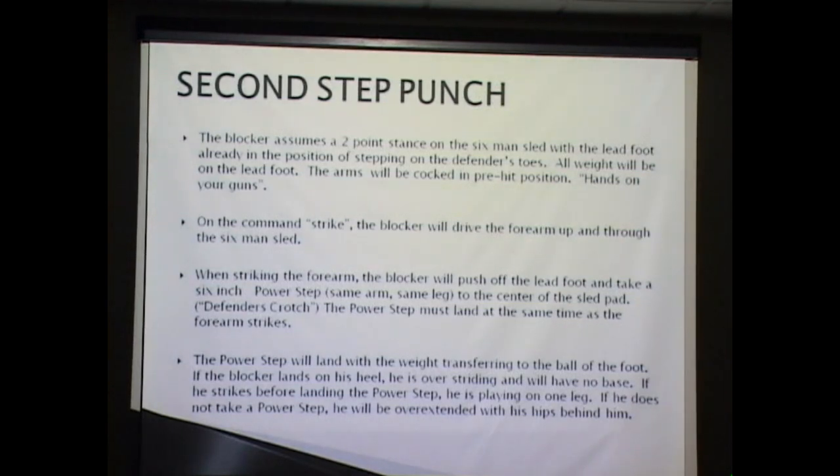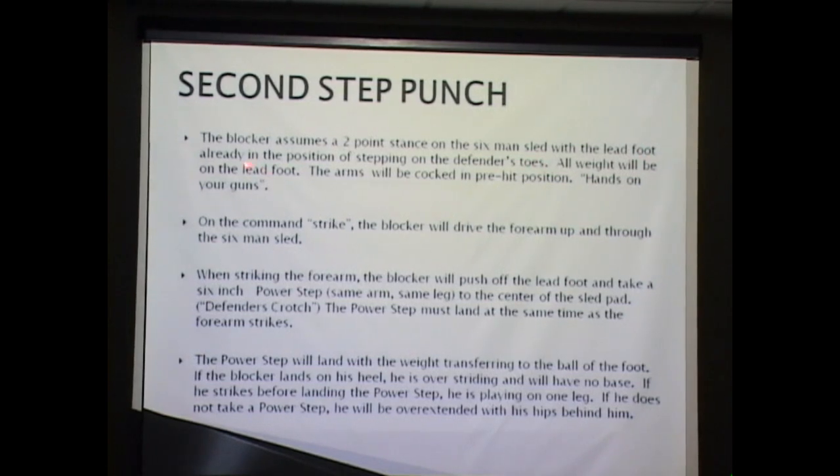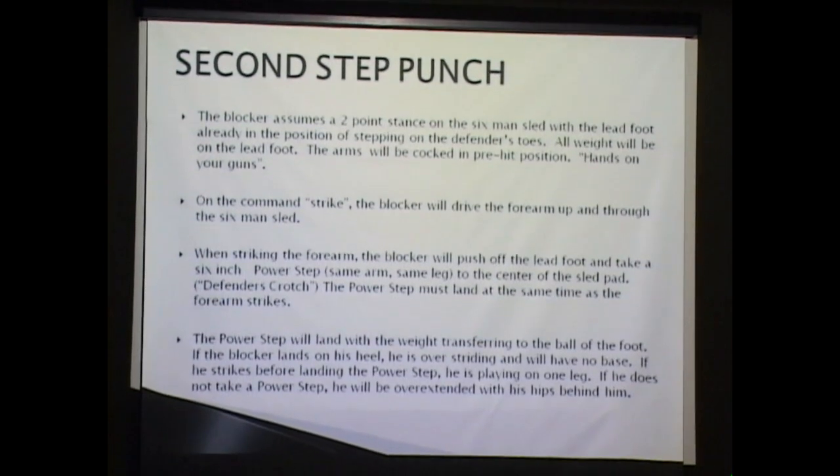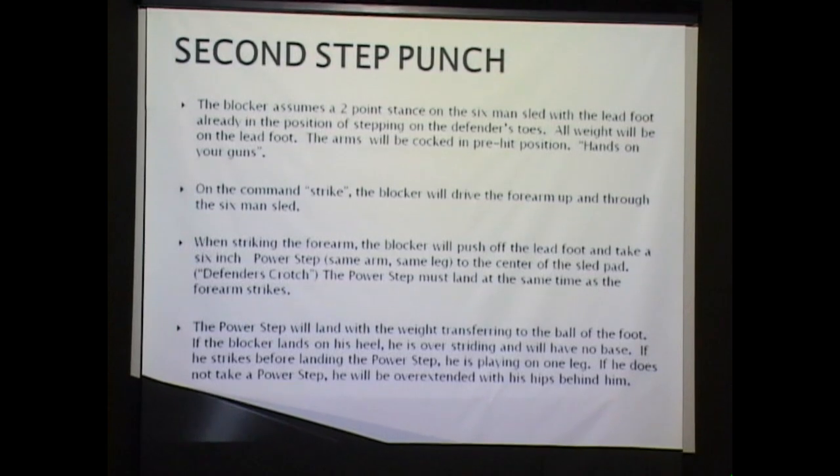If I don't take this power step, as we call it, because the reason we call it a power step is it produces the hip snap. When the forearm hits and this foot is in position in the defender's crotch, this will snap the hips. Okay, and this gets the hips underneath you. How we teach it, 2-point stance on the sled, the lead foot is already in position, so I've already taken my first step. Okay, most instances we've already taken a zone step.